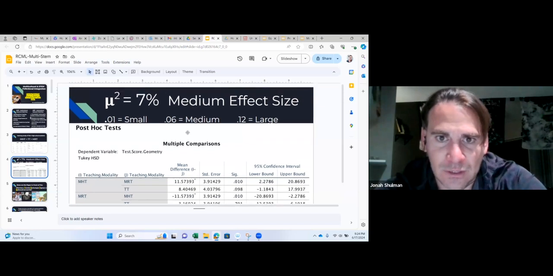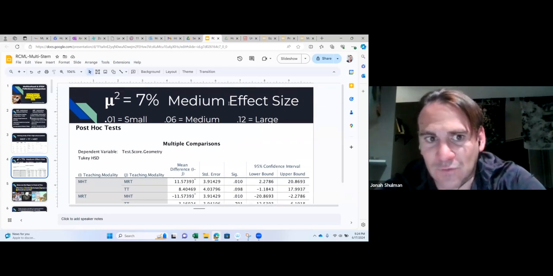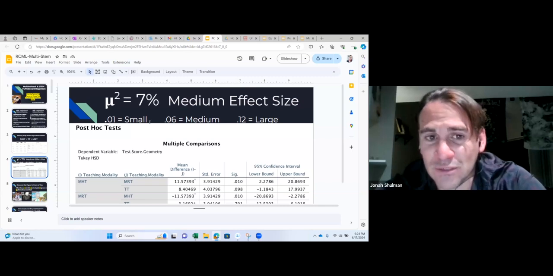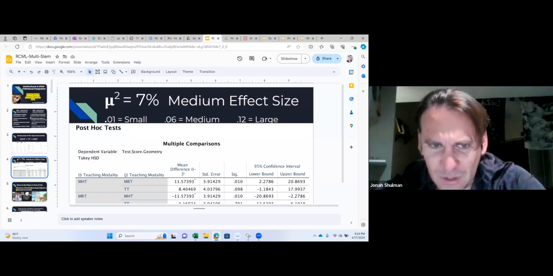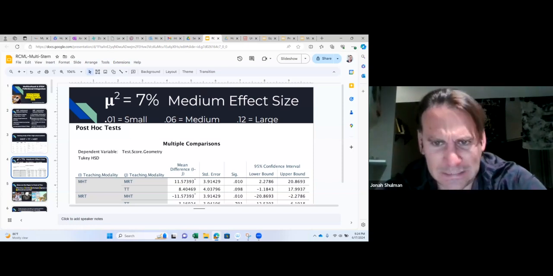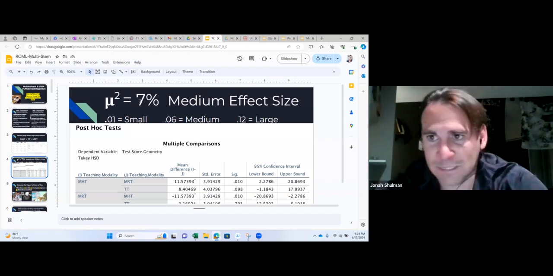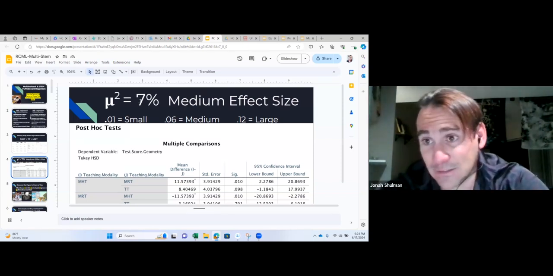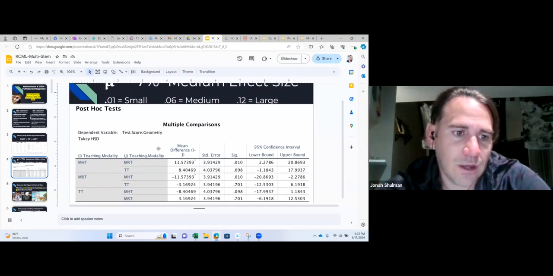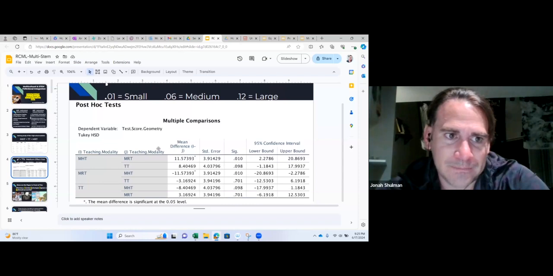Now this is the effect size, and we've talked about effect size before. I mentioned it before, but as long as I'm over 6%, I can say I've got a medium effect size, which means I can generalize this to other groups. That's what that means. So that's the data here.